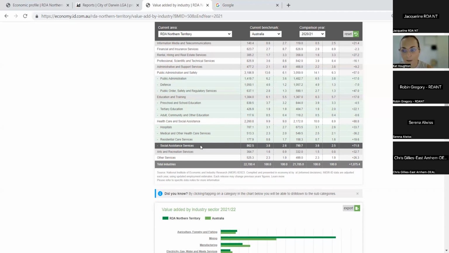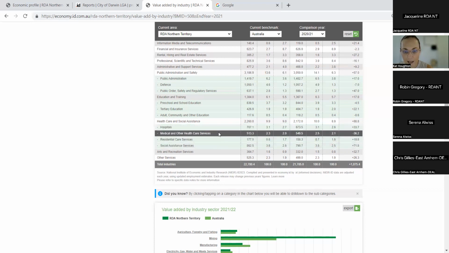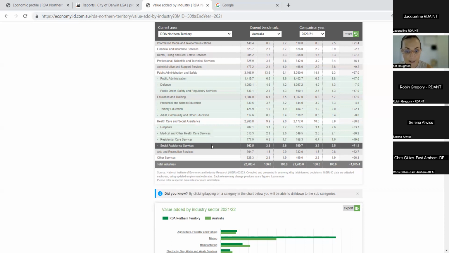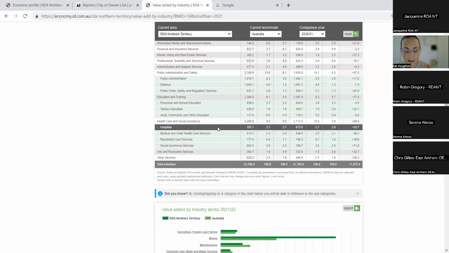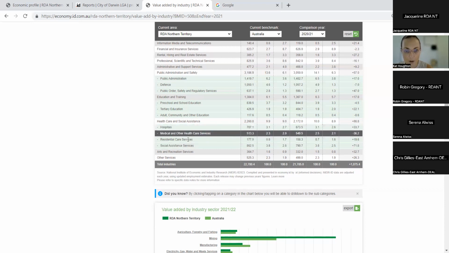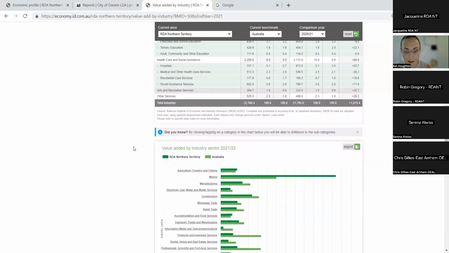So something to think about there, because really where we want to see our investment is in our hospitals and our medical and other healthcare services as well. Social assistance is important, but certainly we need to continue this growth in our hospitals and other healthcare as well.